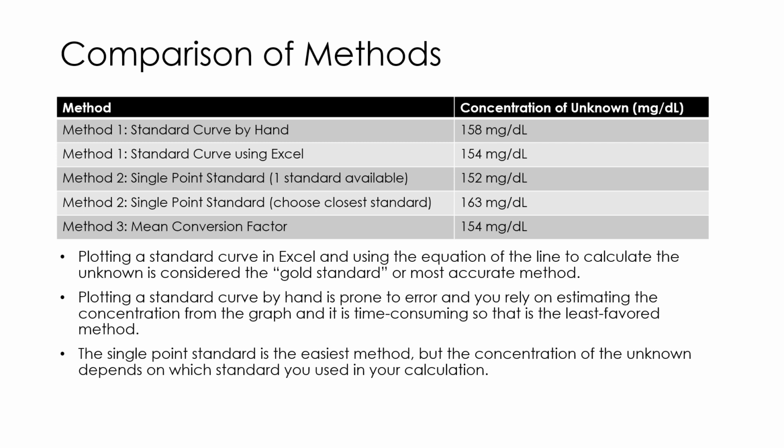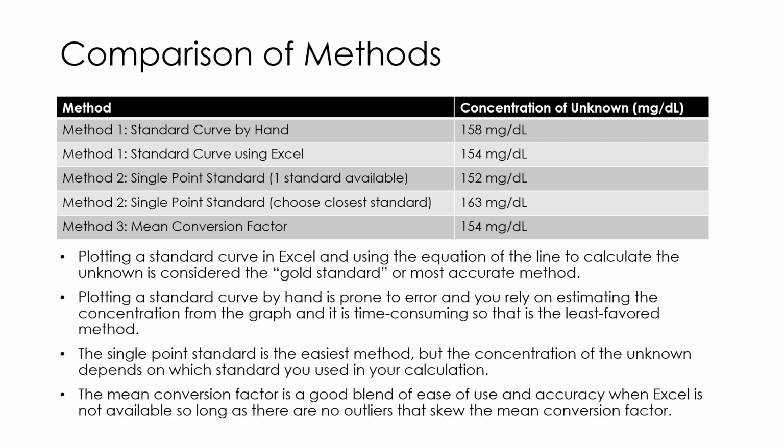The single-point standard method is the easiest method to use, but the concentration of the unknown depends on which standard you used in your calculation, and any issues with the standard will affect the accuracy of the patient results. The mean conversion factor method is a good blend of ease of use and accuracy when a graphing software is not available, so long as there are no outliers that skew the mean conversion factor.